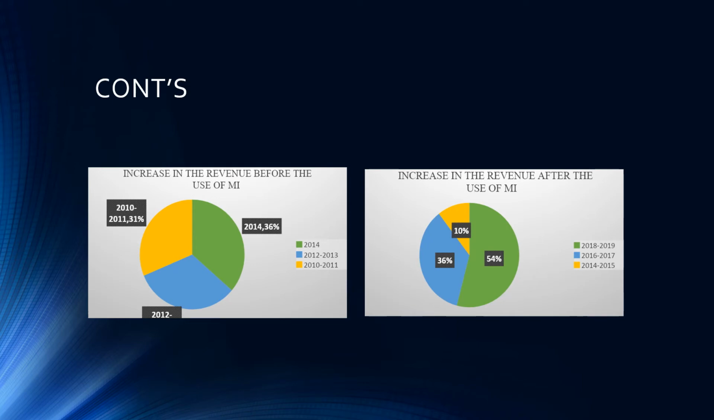But when you look on the right graph, you can see that there is an increase between 2014 and 2016. There is an increase from 10 to 36, which is 26%. That's a high increase in revenue. And also, as they learned more, it increased from 36 to 54.